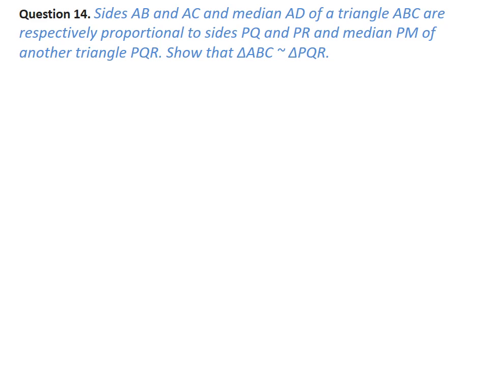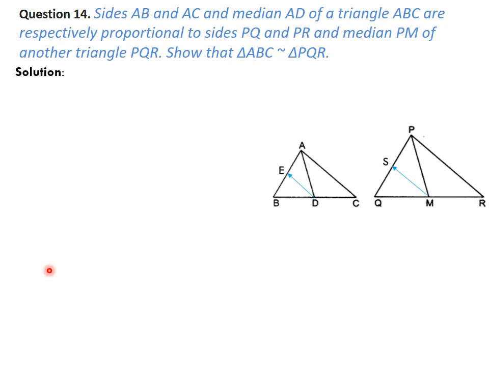Question number 14. Sides AB, AC and median AD of a triangle ABC are respectively proportional to sides PQ and PR and median PM of another triangle PQR. Show that triangle ABC is similar to triangle PQR. In this given figure, we can see that we have two triangles ABC and PQR, where AB is proportional to PQ, AC is proportional to PR, and the median AD is proportional to PM. We have to prove that triangle ABC is similar to triangle PQR.